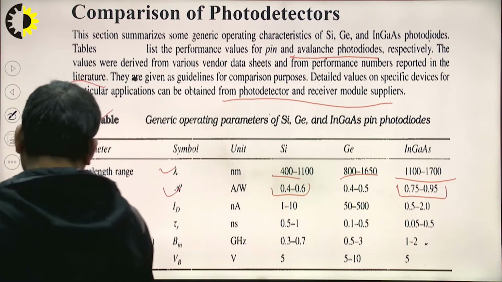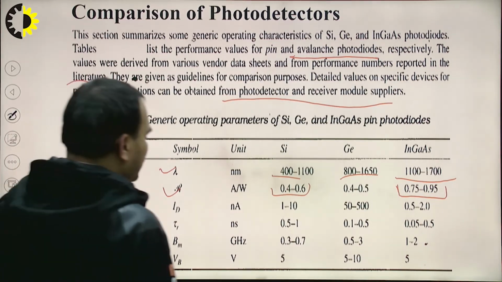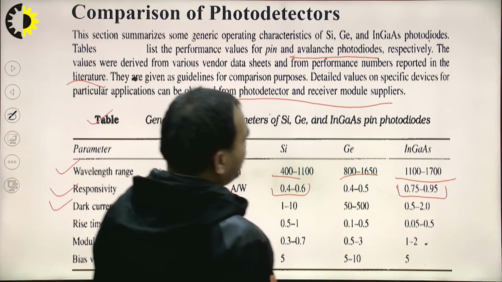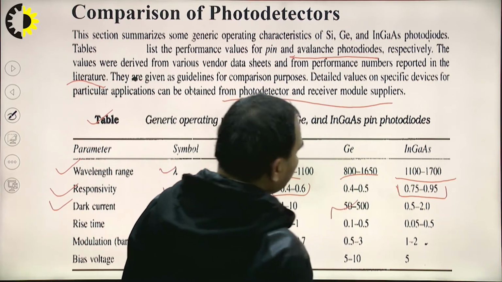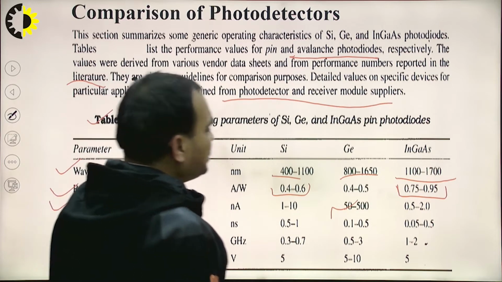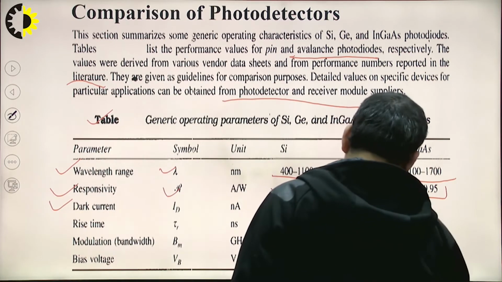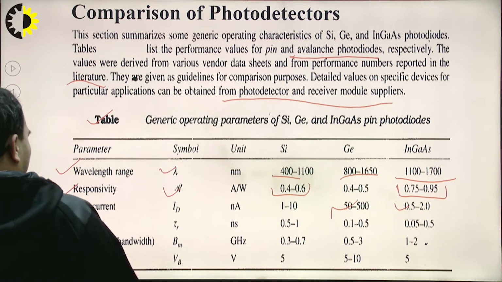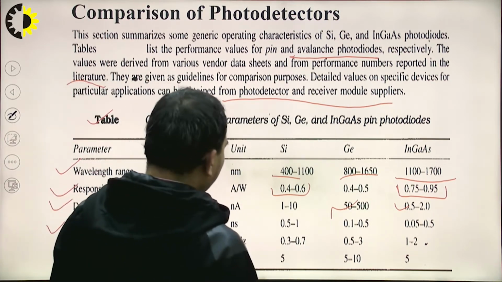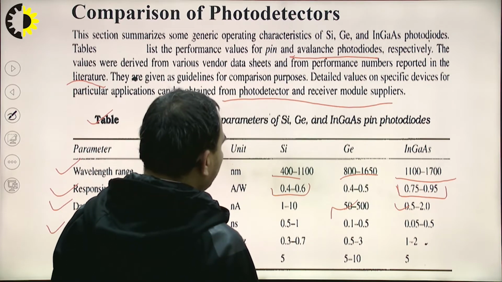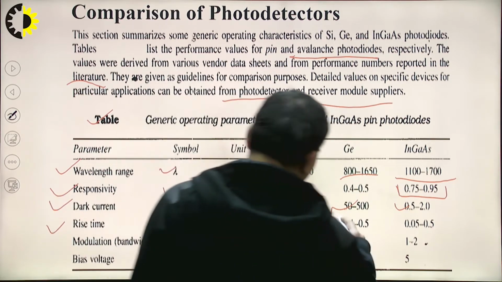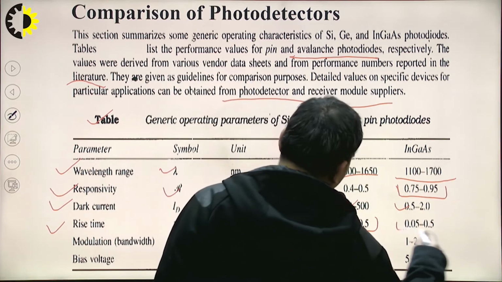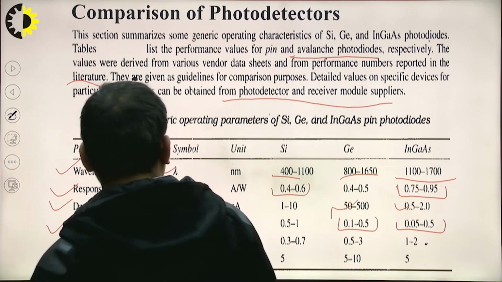When we are talking about the dark current, that is ID in nanoamperes, for silicon it is ranging from 1 to 10 nanoamperes. For germanium it is 50 to 500 nanoamperes. For indium gallium arsenide it is ranging from 0.5 to 2 nanoamperes. The rise time, that is tau r in nanoseconds, is given by 0.5 to 1 for silicon, and for germanium it is 0.1 to 0.5, and for indium gallium arsenide it is ranging from 0.05 to 0.5.